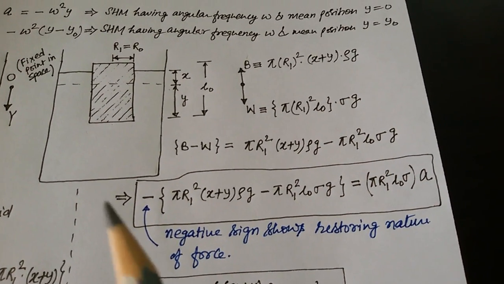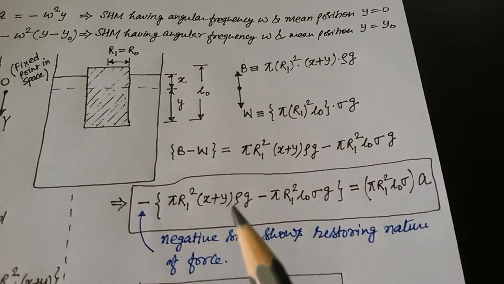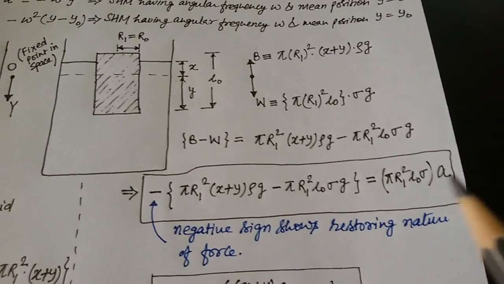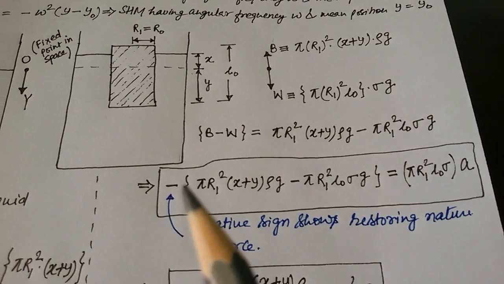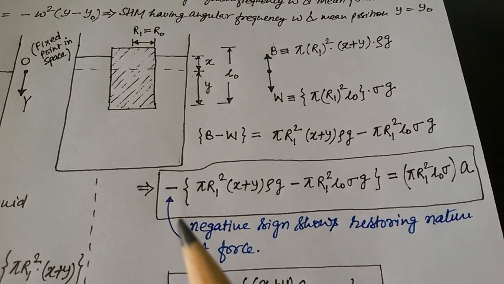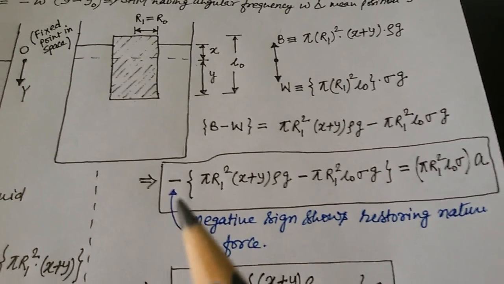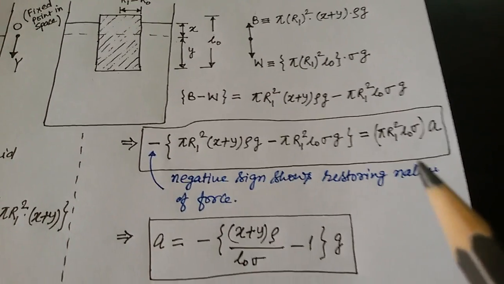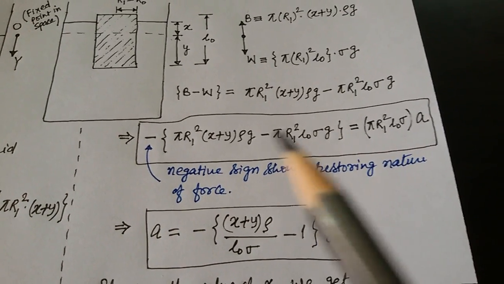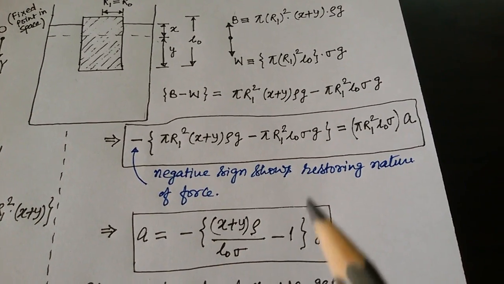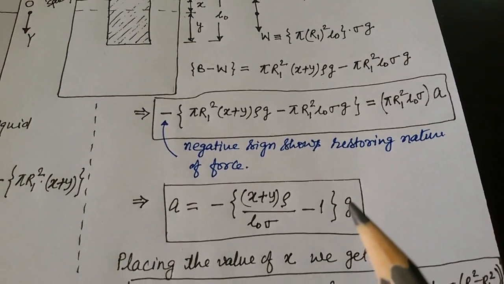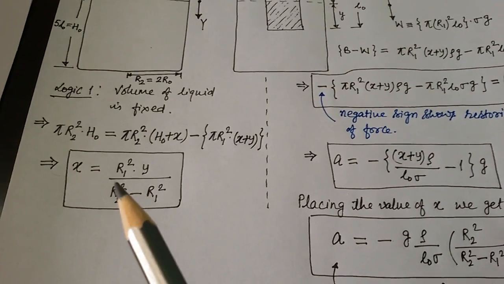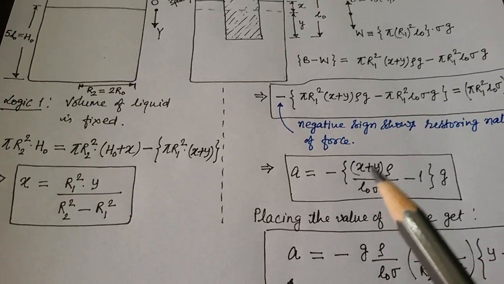And let us write this, negative of this force is equal to mass multiplied by acceleration. So this is the equation. This negative sign is the usual sign in the equations of simple harmonic motion, and we very well know this negative sign represents what? The restoring nature of force, right? So this a becomes what? Simplifying this equation, a becomes negative this term multiplied by g. Now here we are getting x and y, and we already know the value of x. So let us place this value of x here, so everything becomes in y.